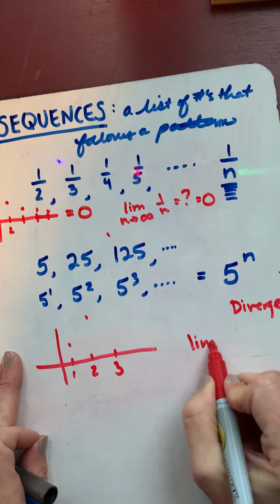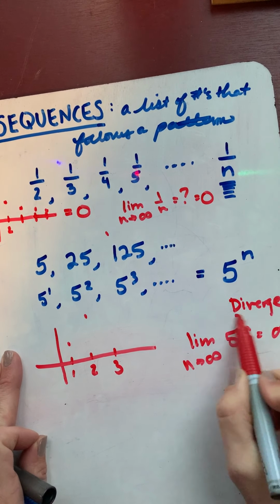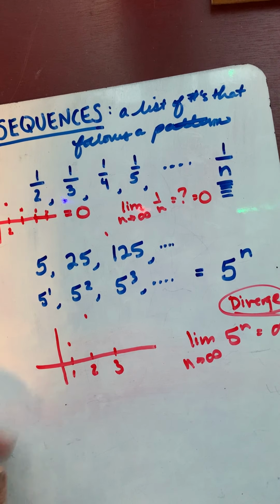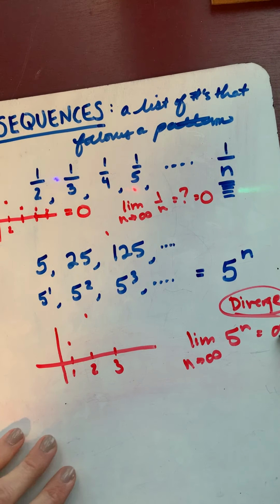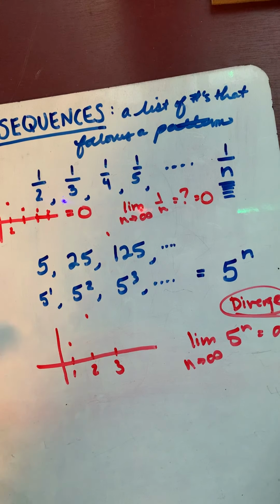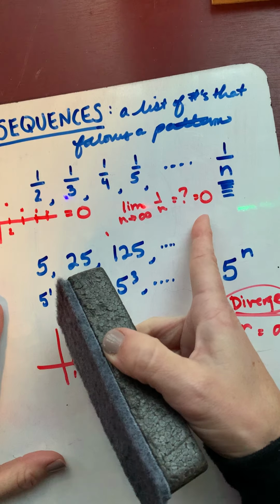Or if I look at the limit as n approaches infinity of 5 to the n, I'm going to get infinity, so therefore my sequence diverges. So we're going to be asked this: does our sequence converge or does our sequence diverge? Our choices are not 0 and infinity. Our choices are infinity or something numeric. We don't have to find out what the sequence converges to.